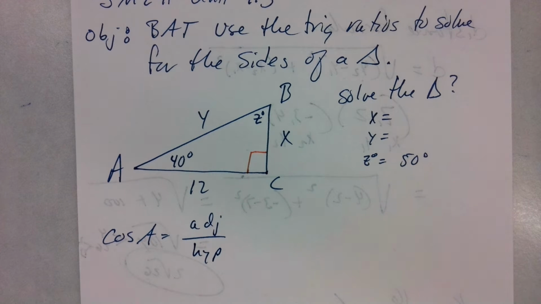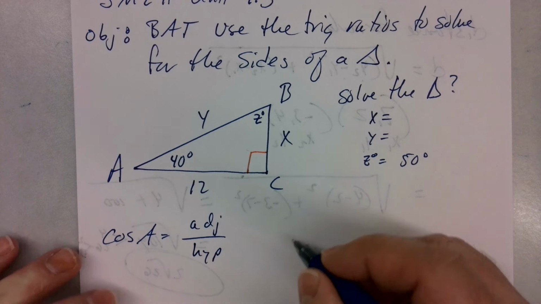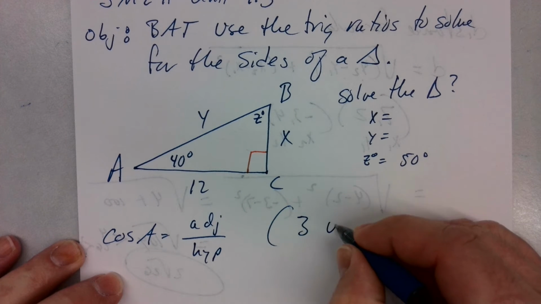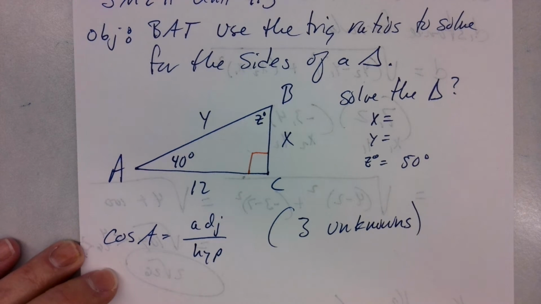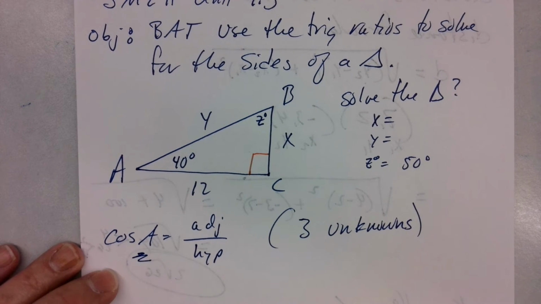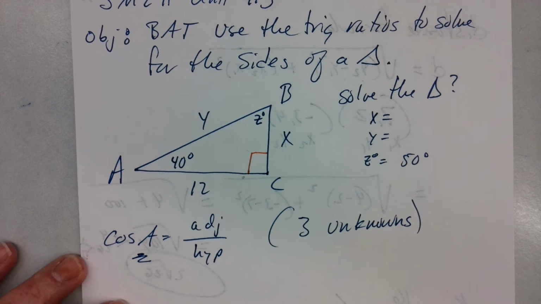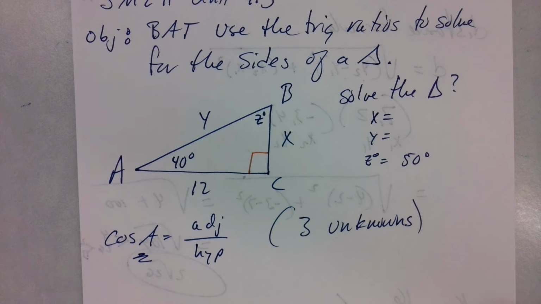So in any one of these trig ratios, I technically have three unknowns. Okay? I've got the angle, and then I've got my two sides, right? Well, if you know anything about algebra, if I'm going to solve for something, how many unknowns can I have? I only have one, right? So I've got to know two of these values.